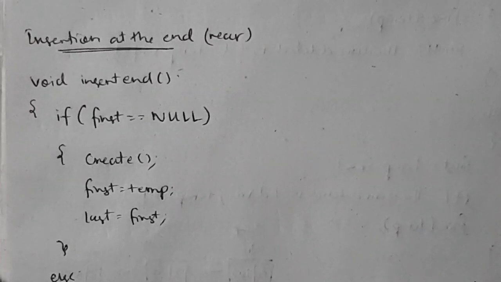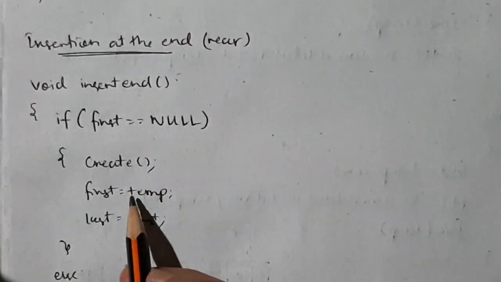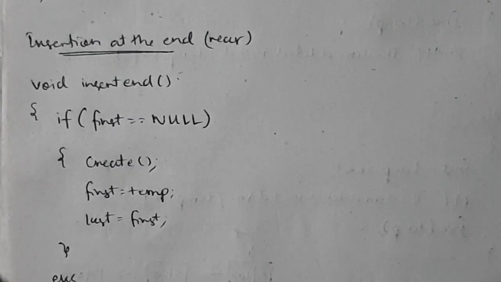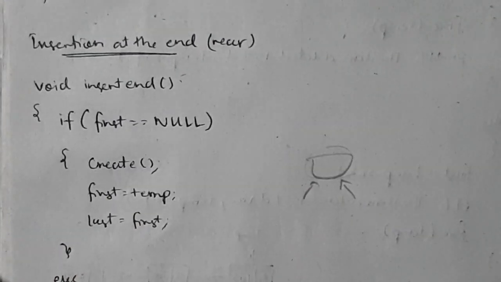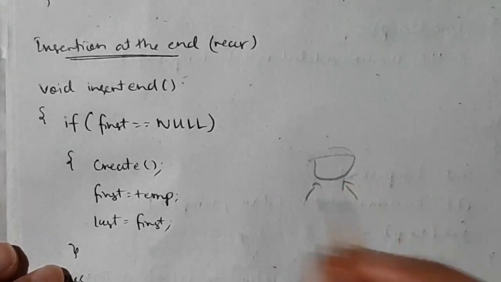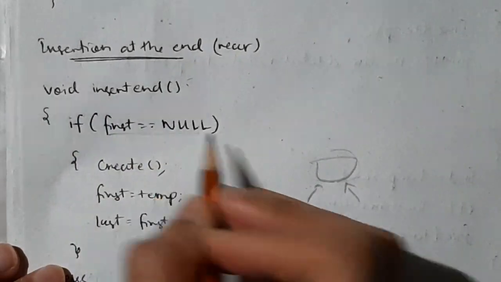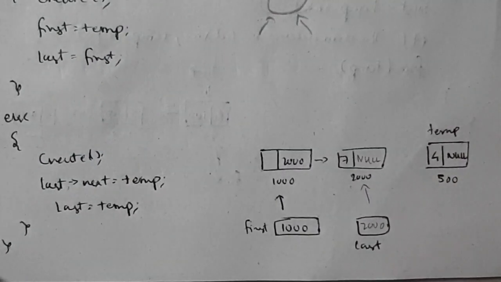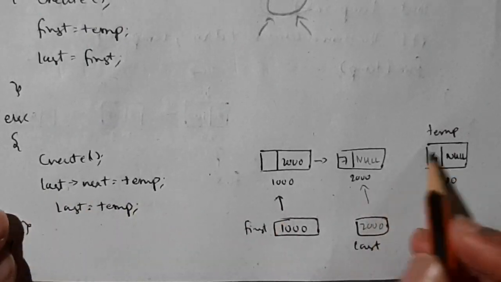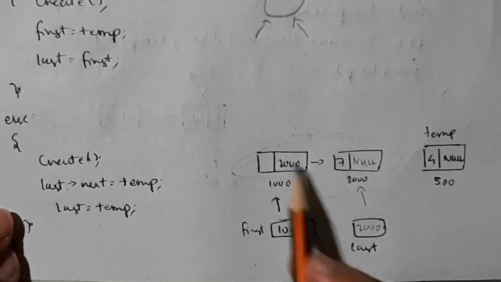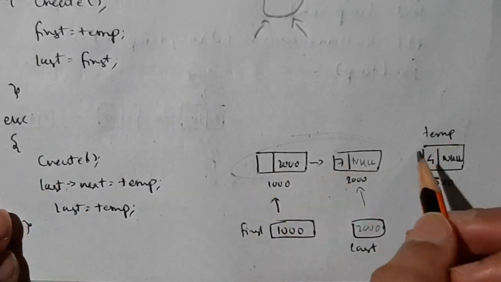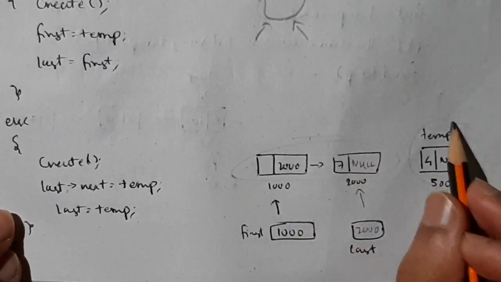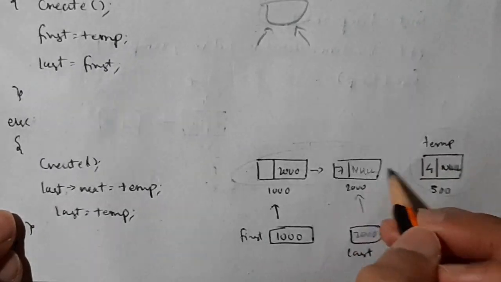See, insertion at end. If first is equal to null, then you will just allocate a memory location and make first and last point to it. First will also be pointing to this and last will also be pointing to this. That's the case if first is null, meaning there is no node. And if there is a node, there is a list here. This is the normal list: first is this, the last node is this. These both are connected. Our task is to create a new node and insert it at the end. This is the end, right?